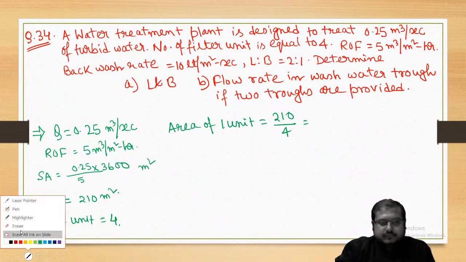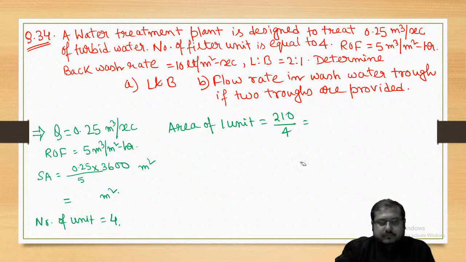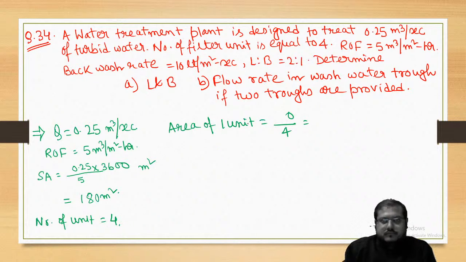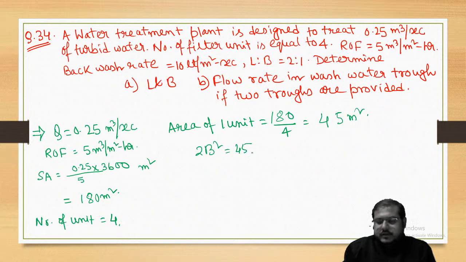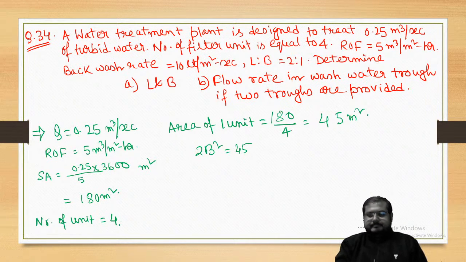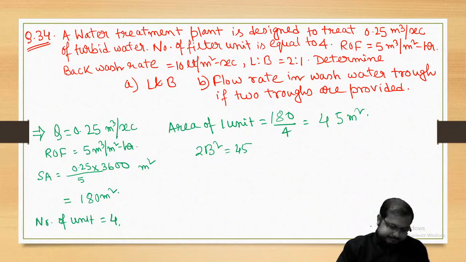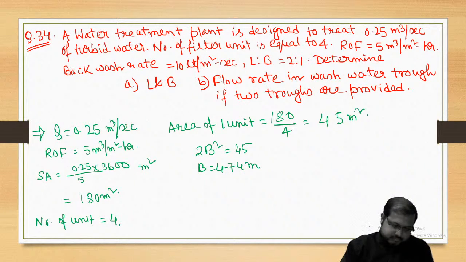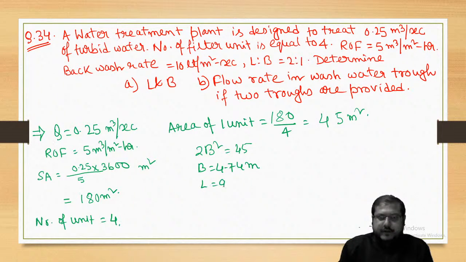So 2b square is equal to 45 from here. B equals to 4.74 meter and length will be 9.5 meter.